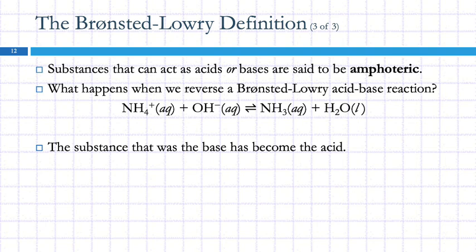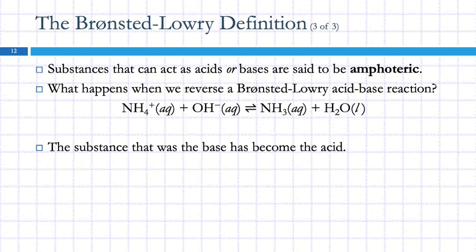So we just saw that water acted as an acid in one situation and as a base in another situation. Substances like that are said to be amphoteric. And this prefix ampho is like amphibian. It's the same prefix. Amphibians live on the land and in the water, right? Both. So amphoteric substances can be acids or bases. They can do either depending on the situation.